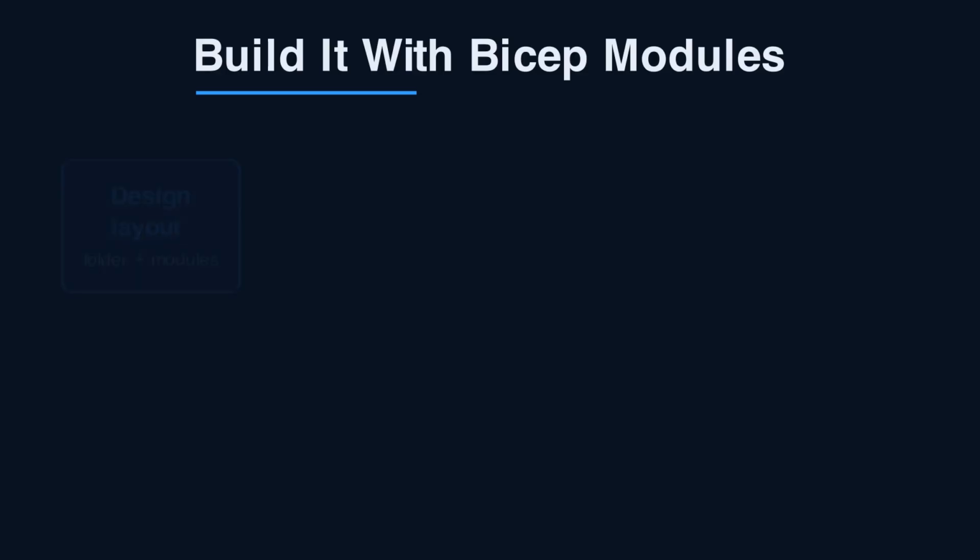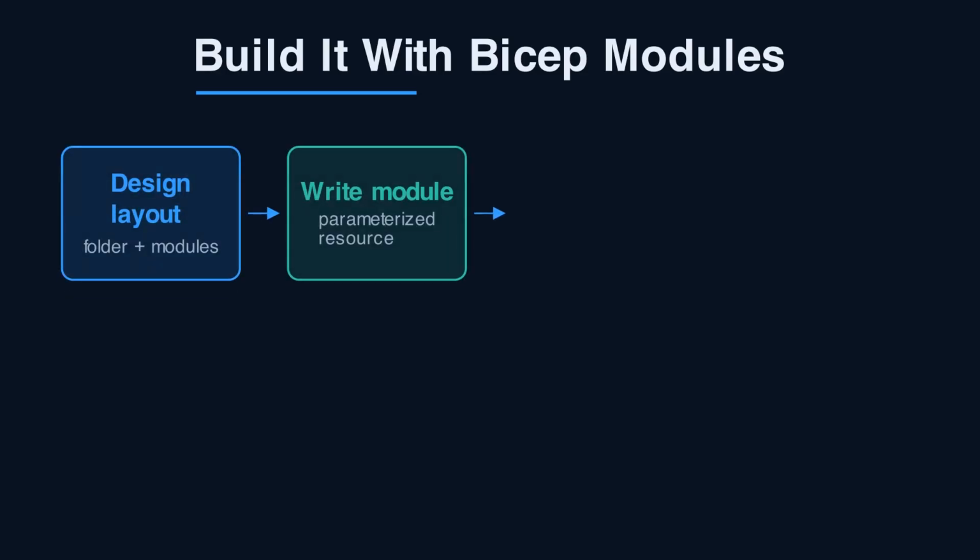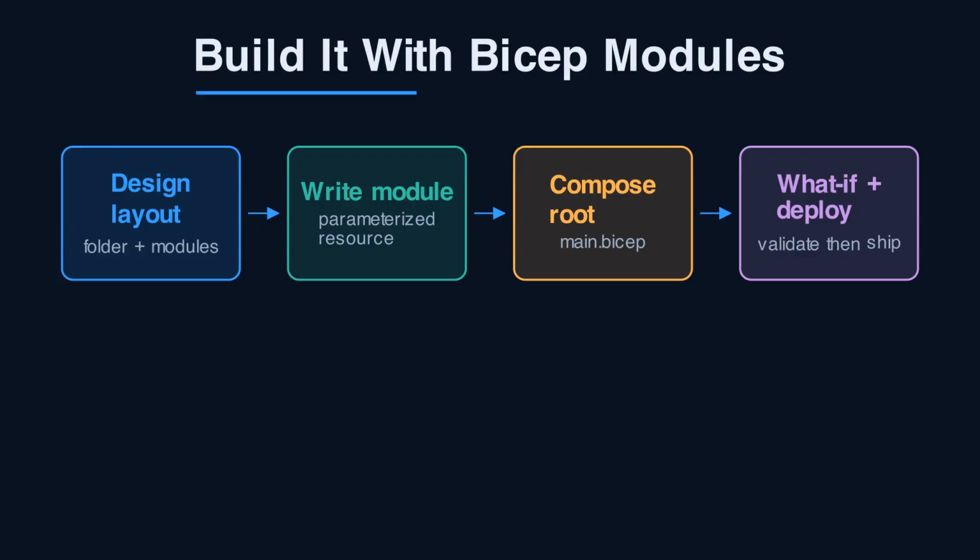In the next 5 minutes, we are going to provision a complete Azure environment end-to-end using Bicep modules, and you will walk away able to rebuild it from memory. Bicep is the declarative domain-specific language that compiles down to Azure Resource Manager (ARM) templates. The problem with one giant main file is that it becomes unreadable and impossible to reuse.